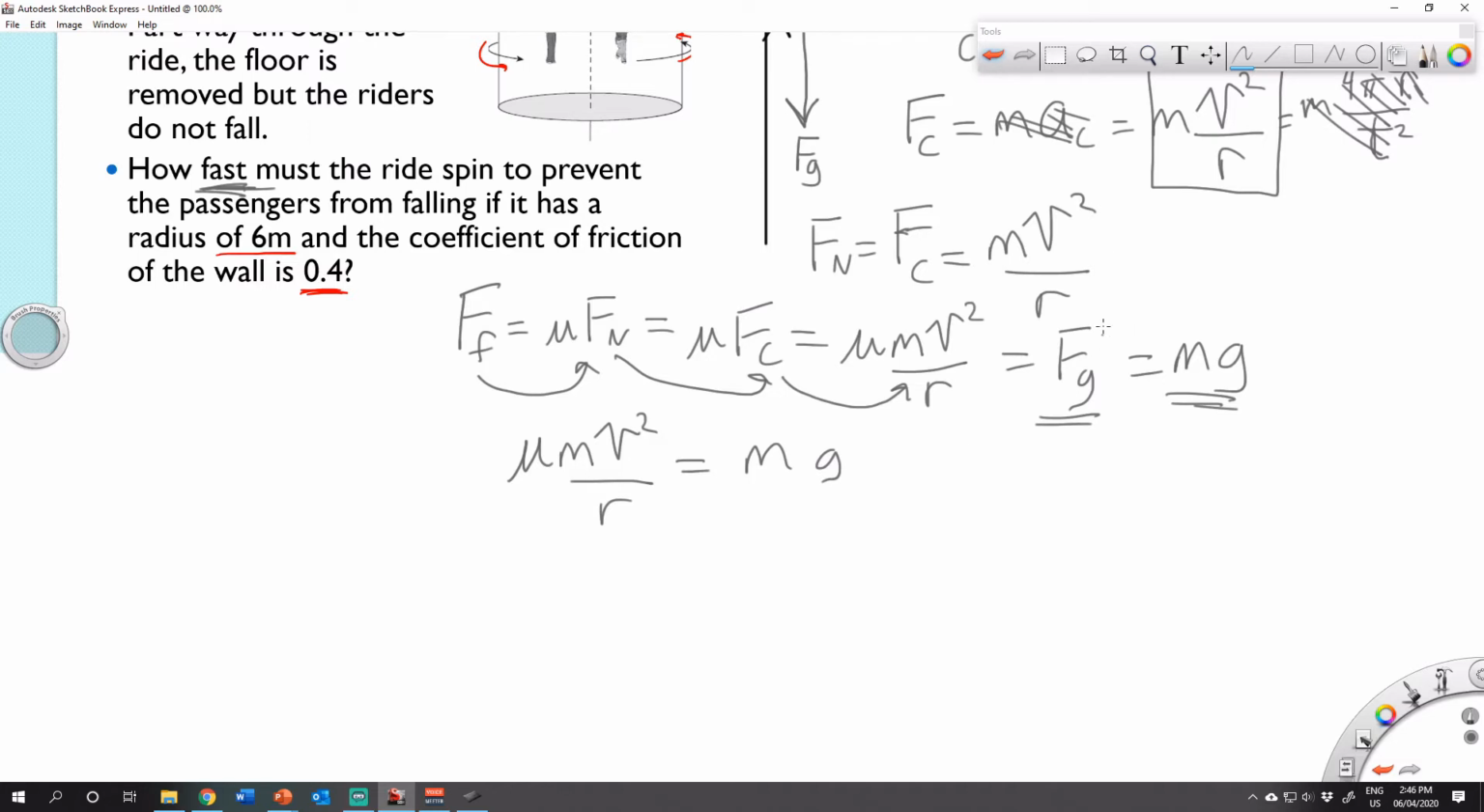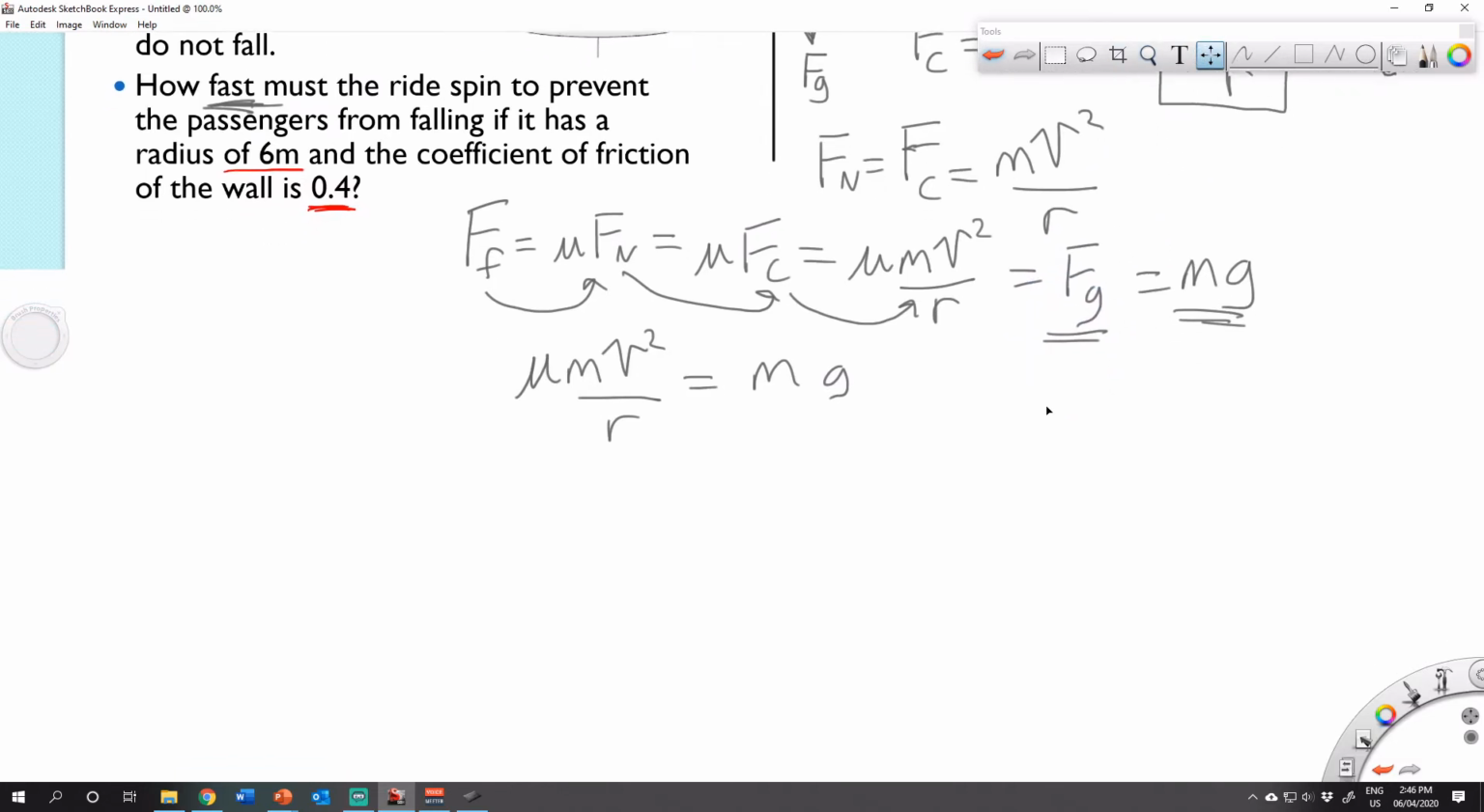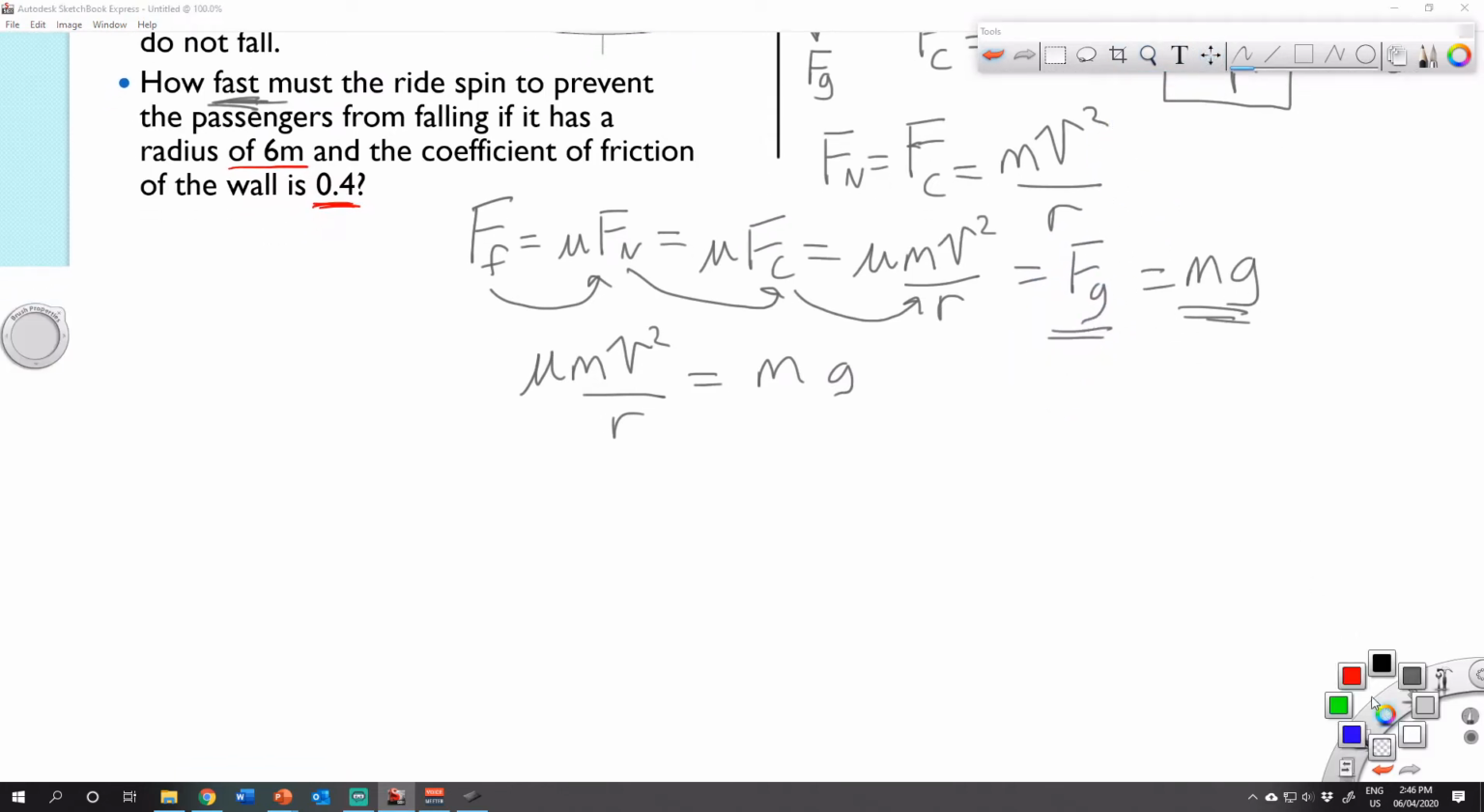Okay. And the great thing about this, and this is really important, especially for ride designers, is that the mass of the rider doesn't actually matter. So it doesn't matter how big or how small your rider is. If you design the ride properly and have it spinning at the proper speed, the mass of the rider shouldn't matter. All right, so let's solve for speed now, because that's what we're ultimately asked to find.